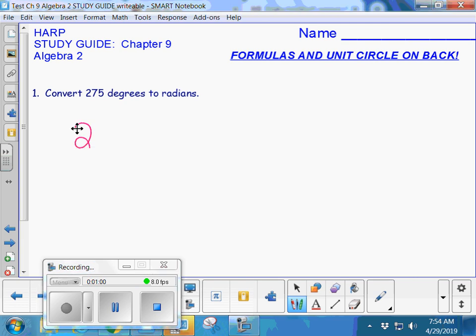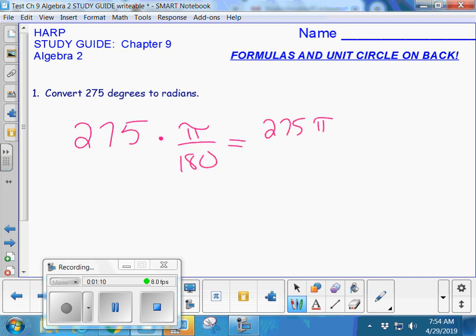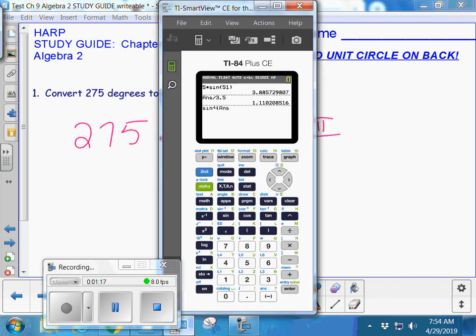Good, John found it. So for 275 to go from degrees to radians, you're going to multiply by pi over 180. So we'll have 275 pi over 180. You can either have the calculator reduce that fraction for you, or you can reduce it by hand the long way.